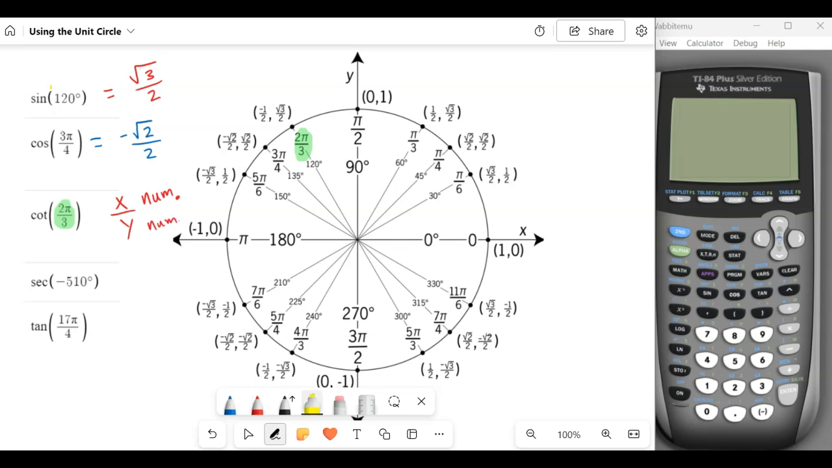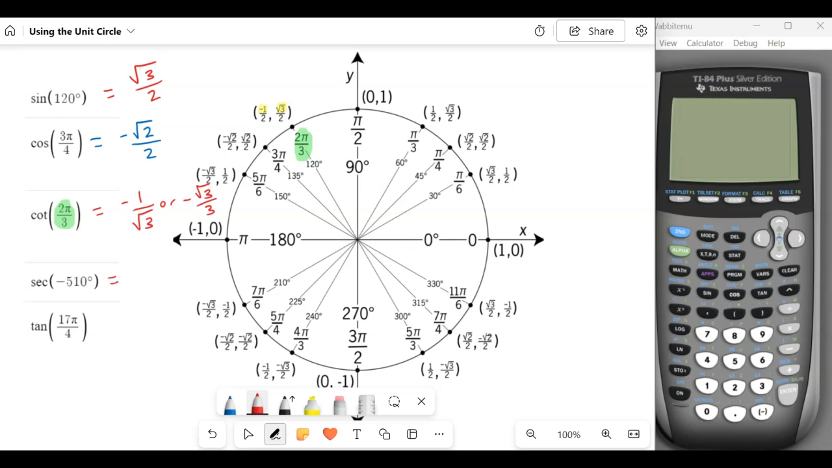So instead of me highlighting everything at 2 pi over 3, it's the x numerator, negative 1, divided by the y numerator, square root of 3. So I type negative 1 over the square root of 3, or rationalize, that would be negative square root of 3 over 3. Either one of those, they're both equivalent, they're the same thing.